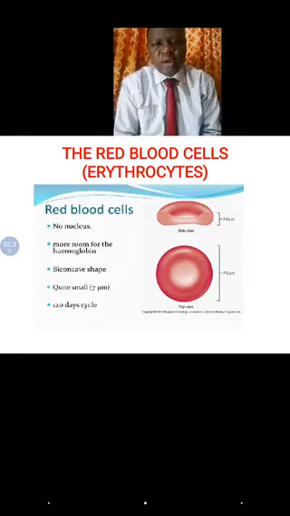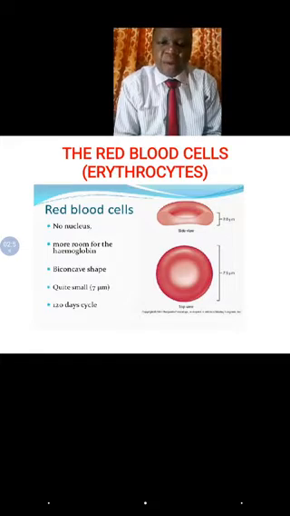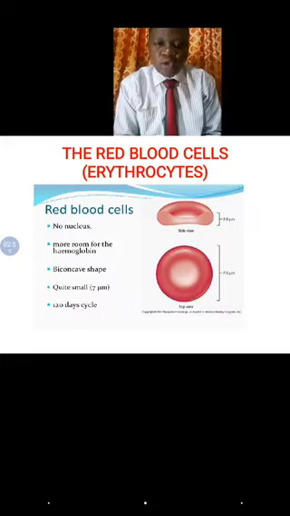So let's talk about the red blood cell. The red blood cell, as you know, takes about 45% of the composition of the blood. It has no nucleus, and that is to provide more space for hemoglobin. Hemoglobin is the important element of the red blood cell, number one, because it is an oxygen carrying pigment in the blood. Apart from that, it also gives the blood its red color.